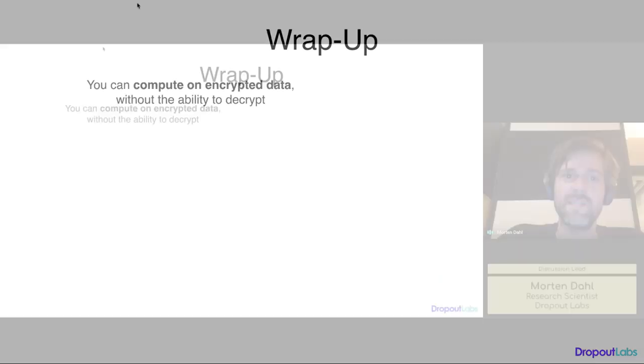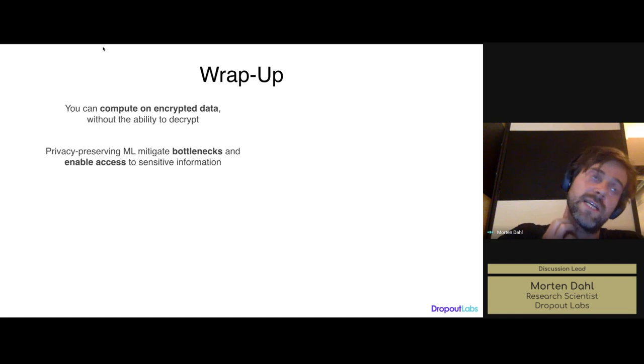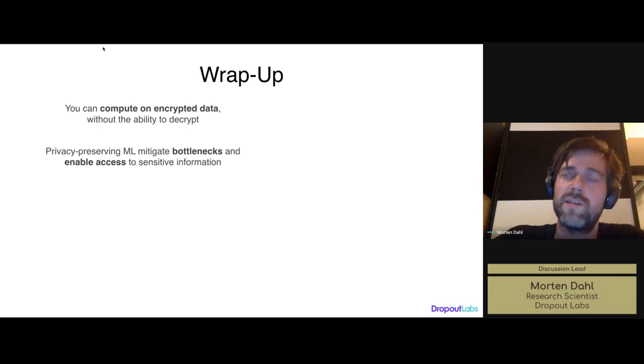Okay, so just to wrap this up, it is indeed possible to compute on encrypted data without the ability to decrypt. When you start to do privacy-preserving machine learning, you can potentially mitigate some of the bottlenecks that might otherwise happen if you're working on sensitive data. And you can actually enable access to some of this.